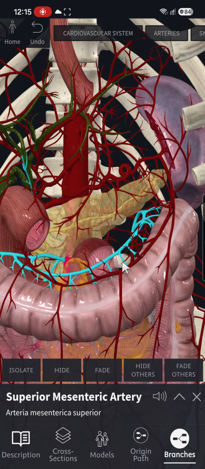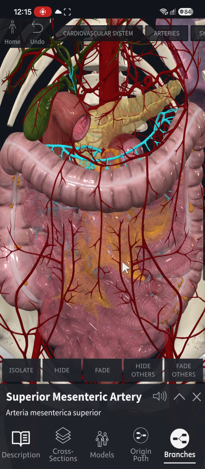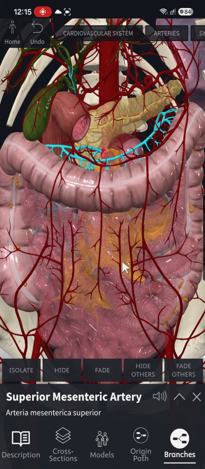Now we have the superior mesenteric artery, right? Let's view the branches of the superior mesenteric artery. First of all, we said that the celiac artery gives off the common hepatic artery. The common hepatic artery gives off three branches. The right gastric with no branches of its own, and then the common hepatic gives right and left, and then it gives the gastroduodenal. The gastroduodenal, we said, gives the right gastroepiploic and superior pancreaticoduodenal.